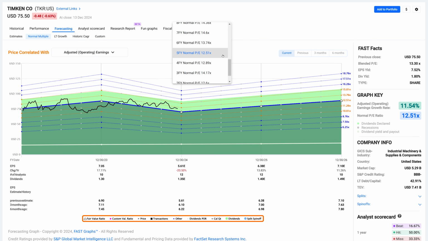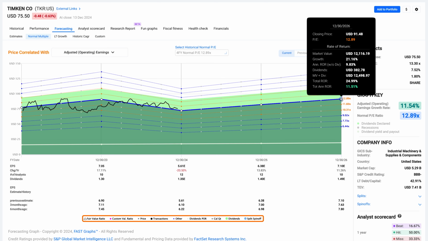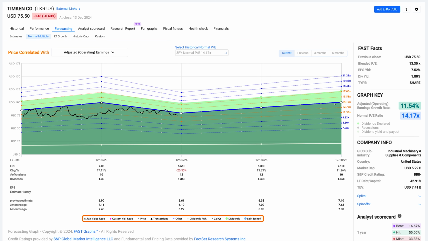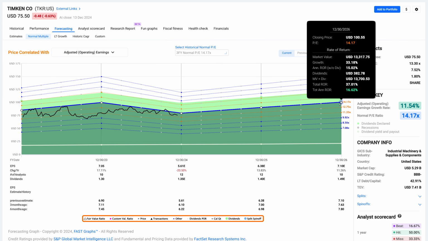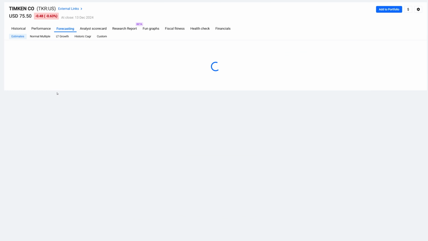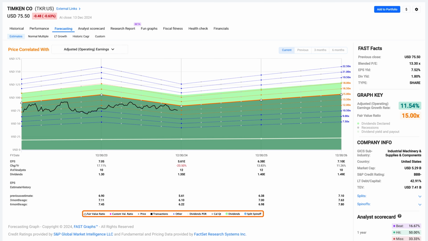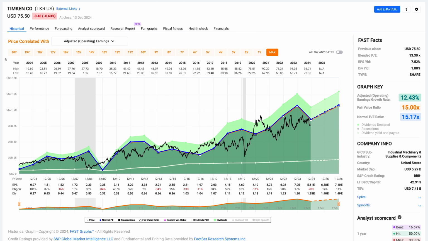And again, I can use this drop down. I can be a little more aggressive and put 12.89. All of a sudden, my return would jump up to almost 11%. So these are what-if scenarios. I could say at a 14 multiple, my rate of return would be closer to 17% a year. And of course, at a 15 multiple, the normal 15 multiple, my return would be almost 20%. So you can use this tool to come up with rational expectations of what the stock might deliver if it delivers what the analysts are expecting.